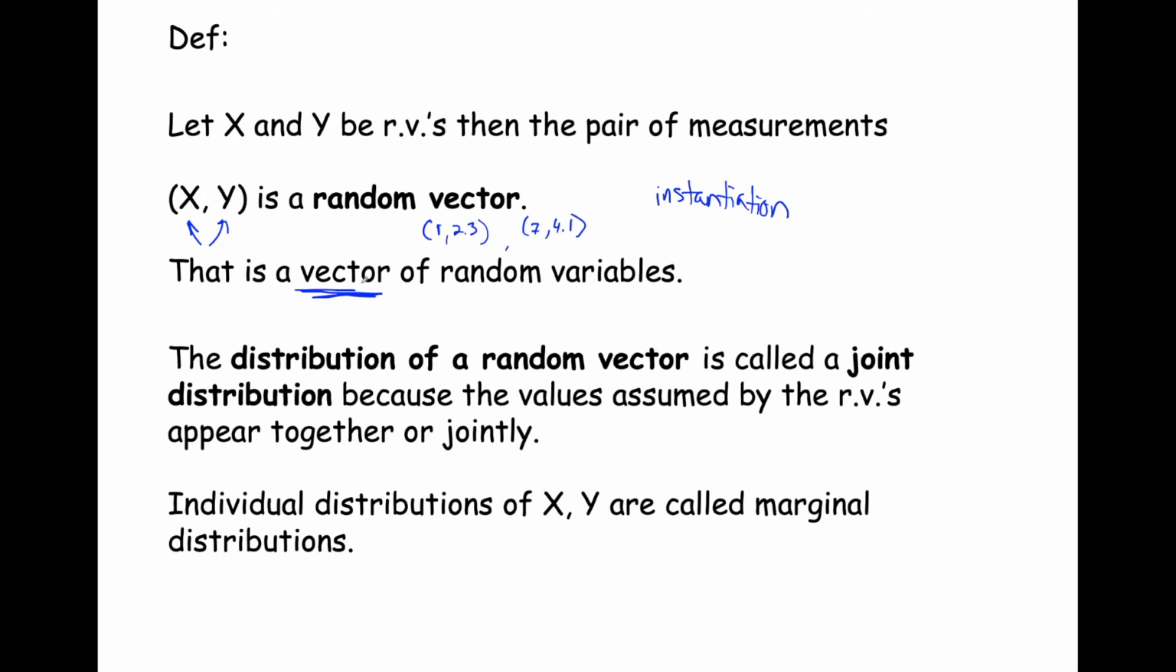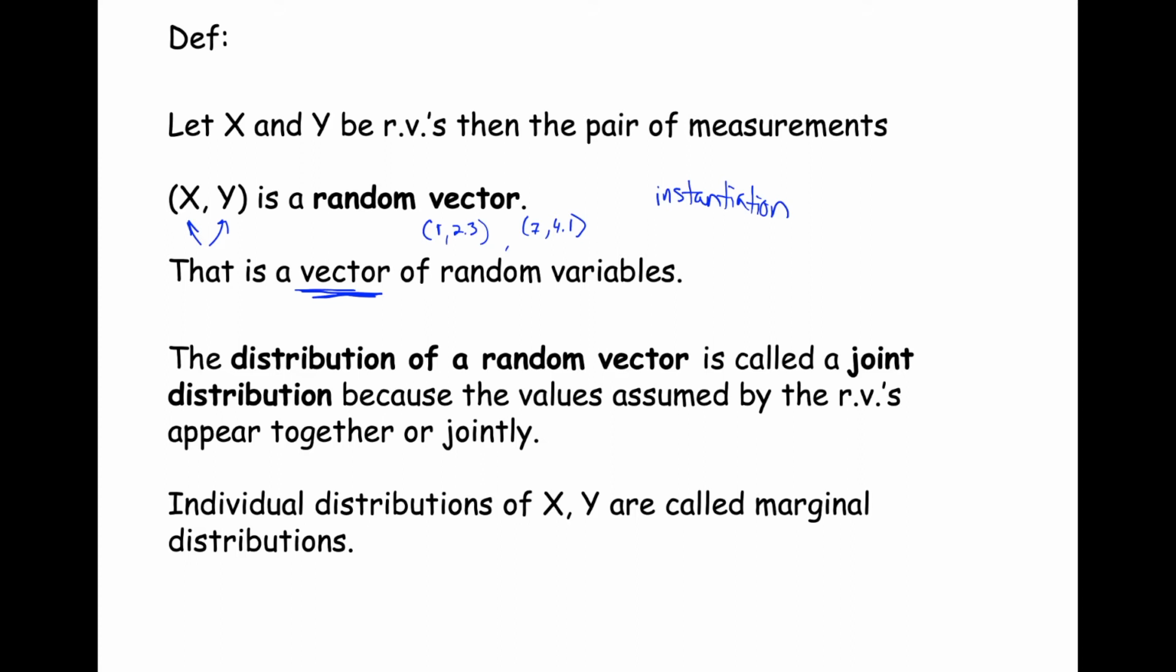All right. And so the distribution of a random vector also has another name. It's a synonym for the distribution of a random vector. It's called a joint distribution. It's called a joint distribution because the values, in this case, the value taken on by x and the value taken on by y, appear jointly, or they appear together.